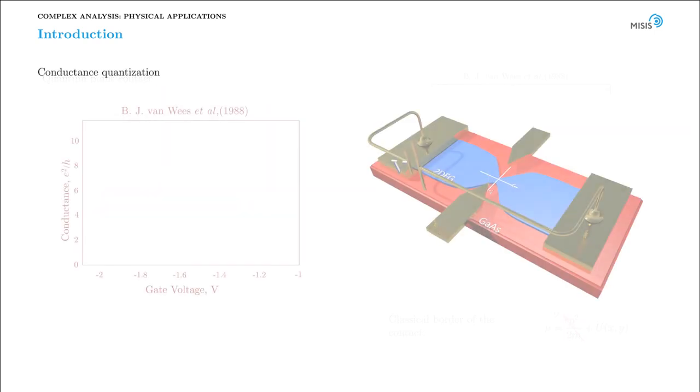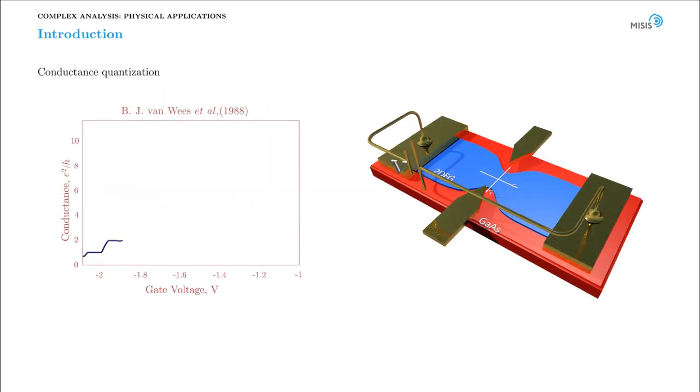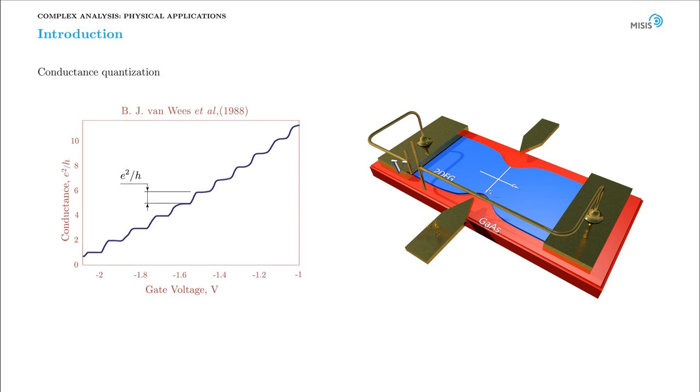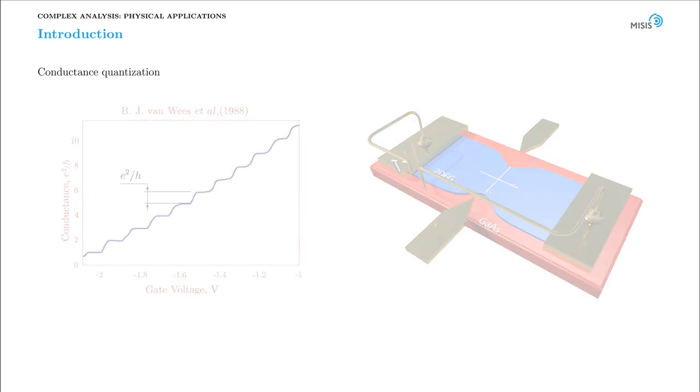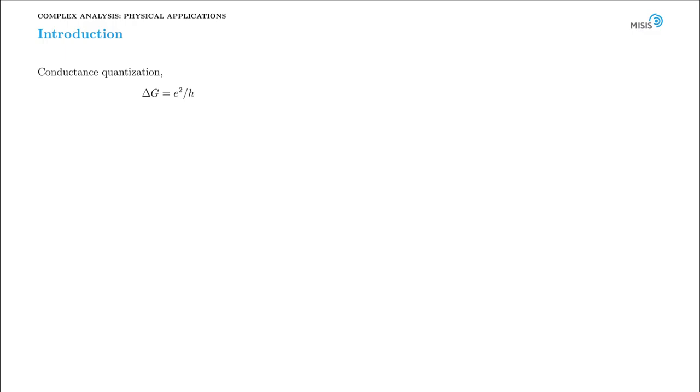As they were gradually widening the quantum point contact, the conductance of the contact was changing stepwise, forming an even staircase. The height of each step was equal to the universal quantity, the so-called conductance quantum, e squared over h, where e is the electron's charge and h is Planck's constant. The interesting thing about this quantity is that it is composed only of fundamental physics constants. Actually, it's not so difficult to figure out why this is happening, at least qualitatively.